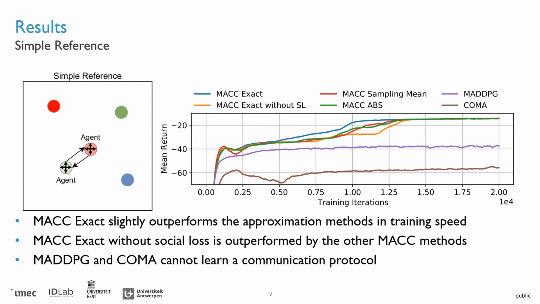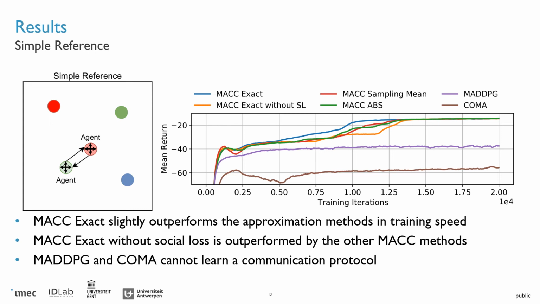The second scenario of the particle environment is a simple reference. This scenario is an adapted version of the speaker-listener, in which both agents are both speaker and listener. This means that the agents have to navigate towards a target landmark and have to communicate the target landmark of the other agent to the other agent.